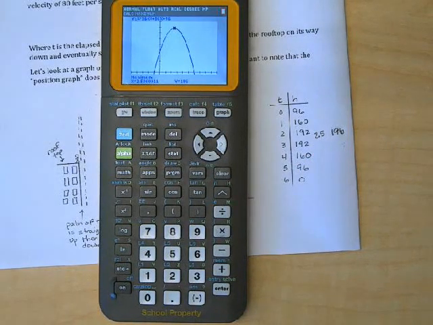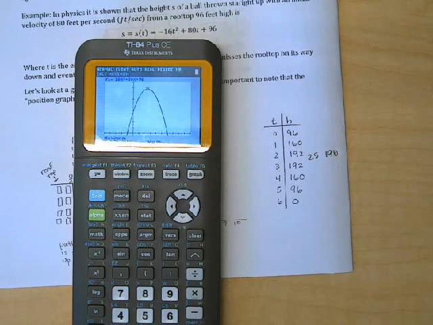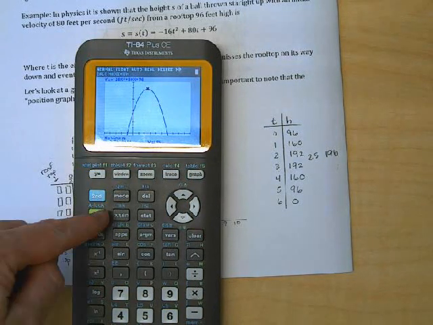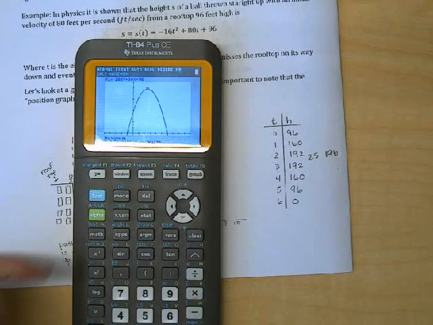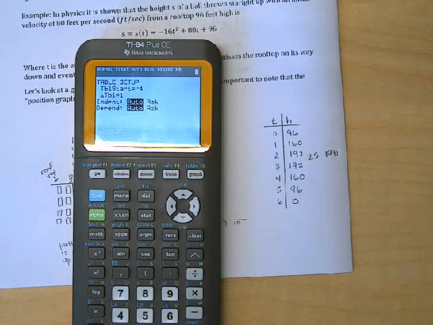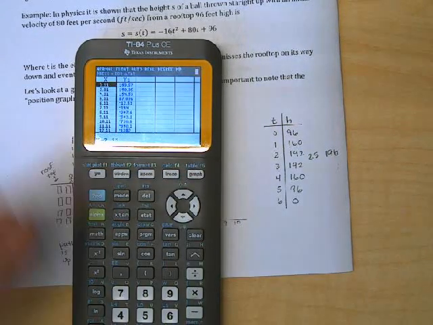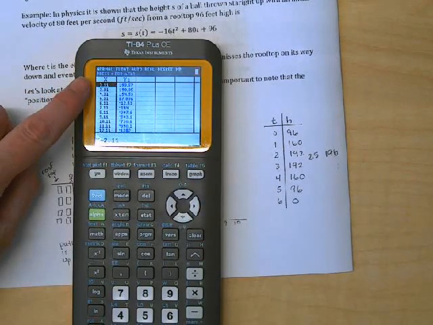Okay, so another thing that I want you to make sure that you can do with your calculator. Let's say that I gave you this and I said, okay, I want to know where the rock is after 2.11 seconds. Well, you could go in and change the table. So I could go in here to table set, and I could say I want to start at 2.11. And then I could go to the table, and I could get my answer out of there.